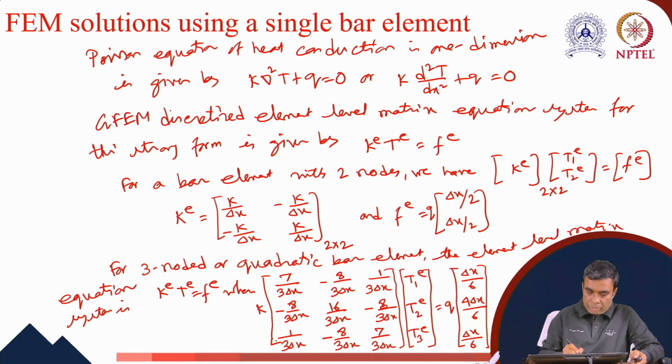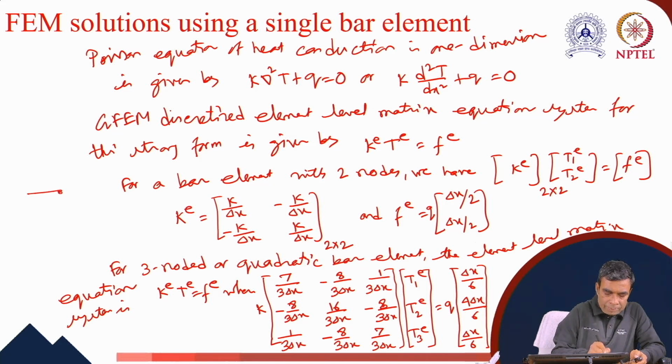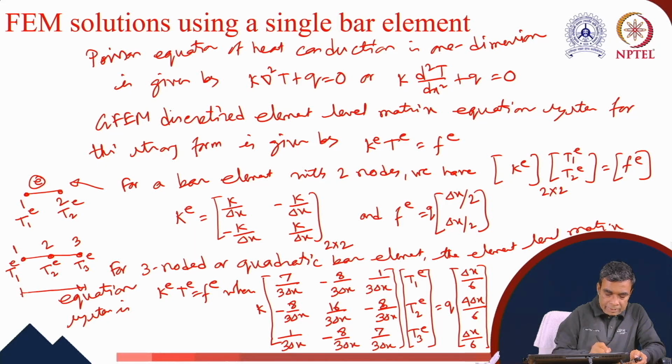So, for the 2-noded and 3-noded bar elements, these are the expressions for the element level matrix and vector equation systems. This is for the 2-noded bar element. We have local nodes 1 and 2, with T1e and T2e. For the 3-noded bar element, our nodes are 1, 2, 3 at the local level. Local temperatures are T1e, T2e, T3e, and the element size is delta x.